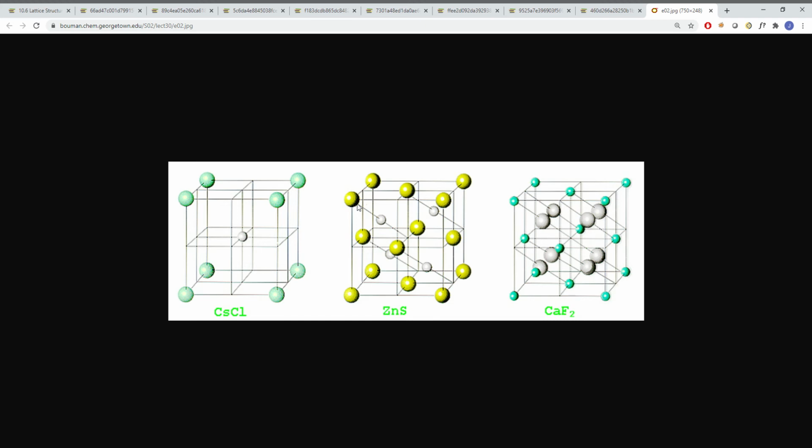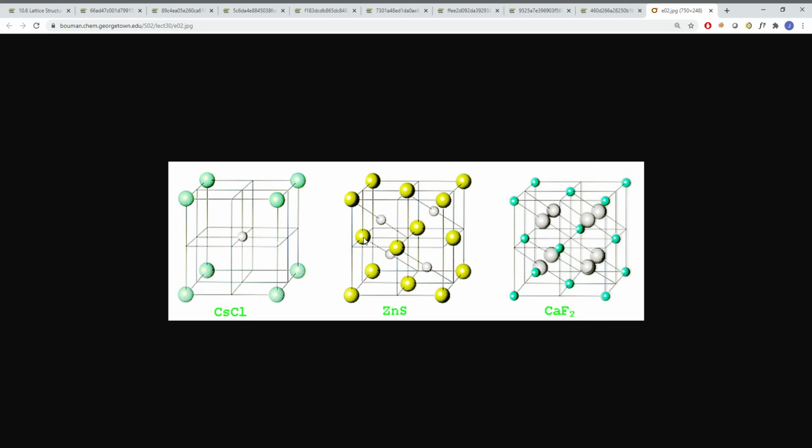It's not body center, it is face center with some holes filled. That's what we're looking at here. So the corners: 1, 2, 3, 4, 5, 6, 7, 8. All right, so that's 1 zinc, and then I've got 1.